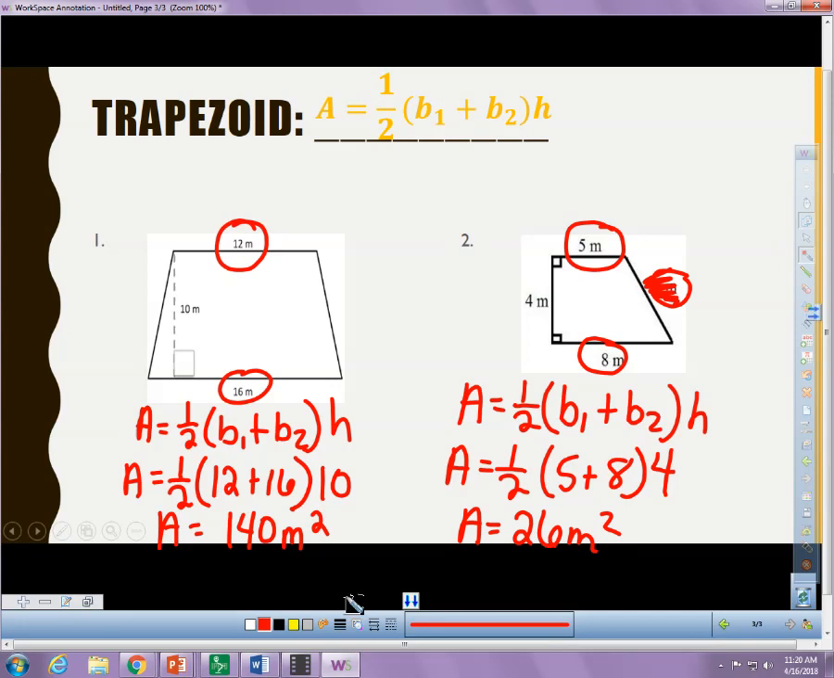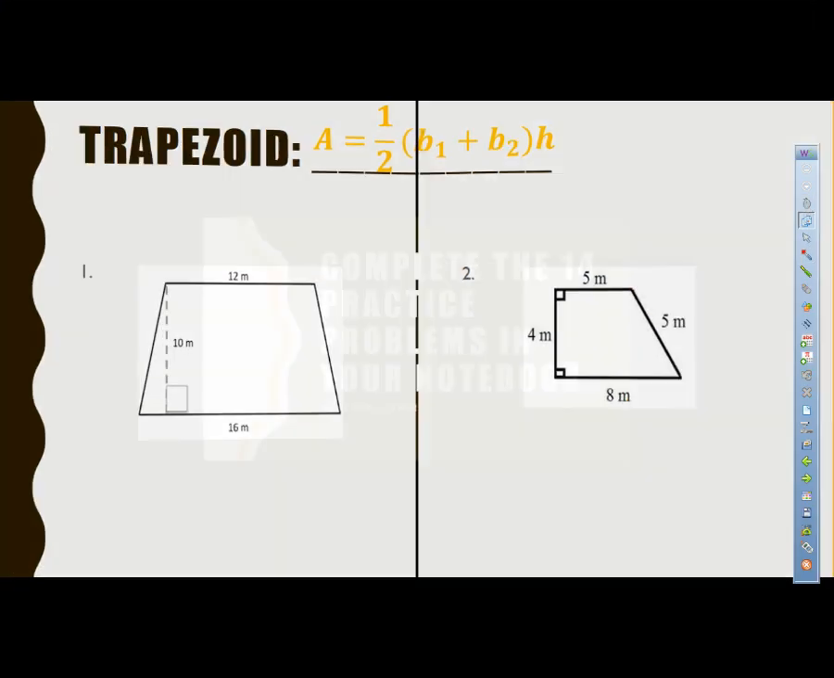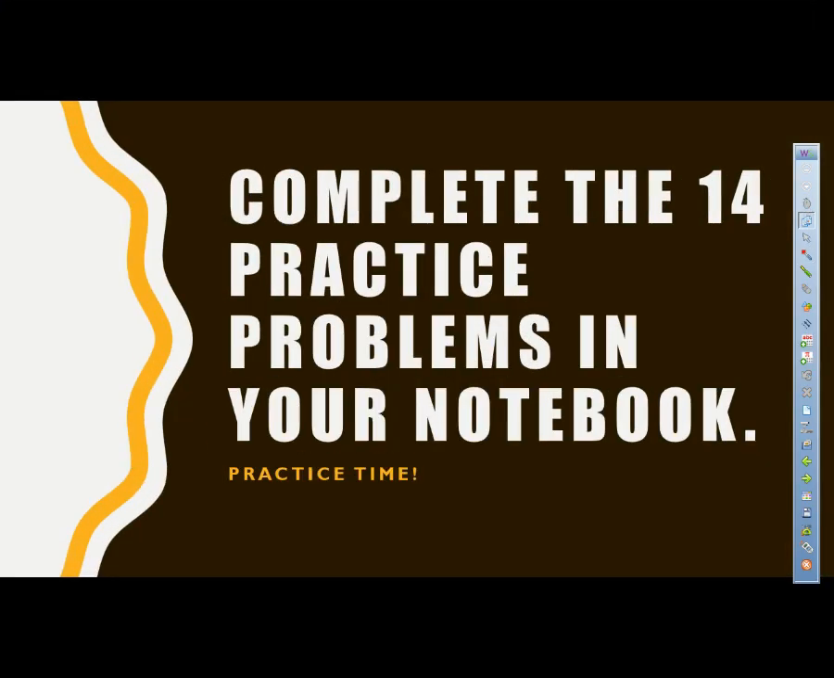You've got to memorize the formulas for parallelogram, triangles, and trapezoids. The trapezoid is the hardest one to remember. Triangles and parallelograms are very easy. Now, what I'd like for you to do in your notebook is I want you to complete the 14 practice problems, and then you can move on to the next assignment for today.